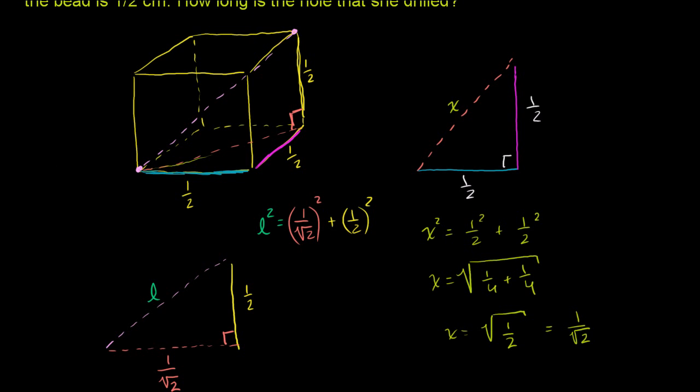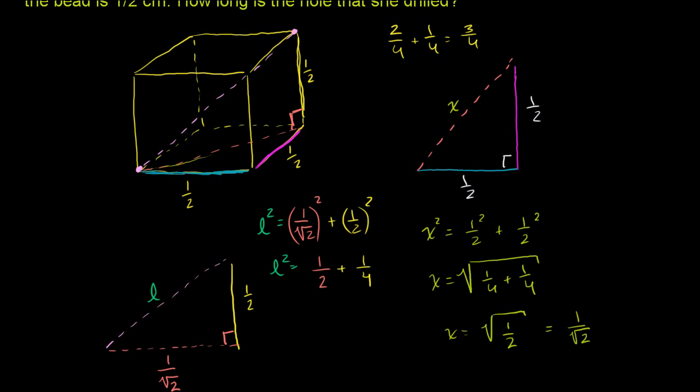And so L squared is equal to, what's 1 over the square root of 2 squared? Well, 1 squared is 1, and the square root of 2 squared is 2, so that's 1/2. And then you're going to have plus 1/2 squared, which is plus 1/4. So L squared is equal to 1/2 plus 1/4. 1/2 we can write as 2/4, plus 1/4 is equal to 3/4.